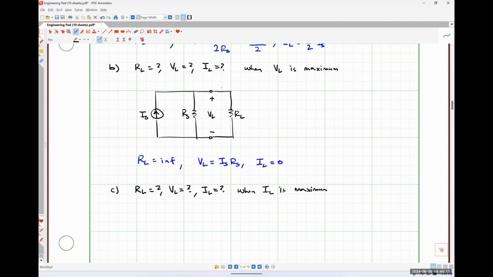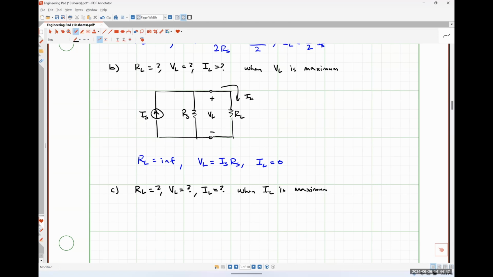So let me draw our current IL here, right? So what value of RL do you think is going to cause the maximum amount of current to flow through our load? Anybody have any thoughts here? Is it 0? Exactly right. So when our load resistance is a short circuit, that means that all of our source current will flow through the short, bypassing that resistance RL.